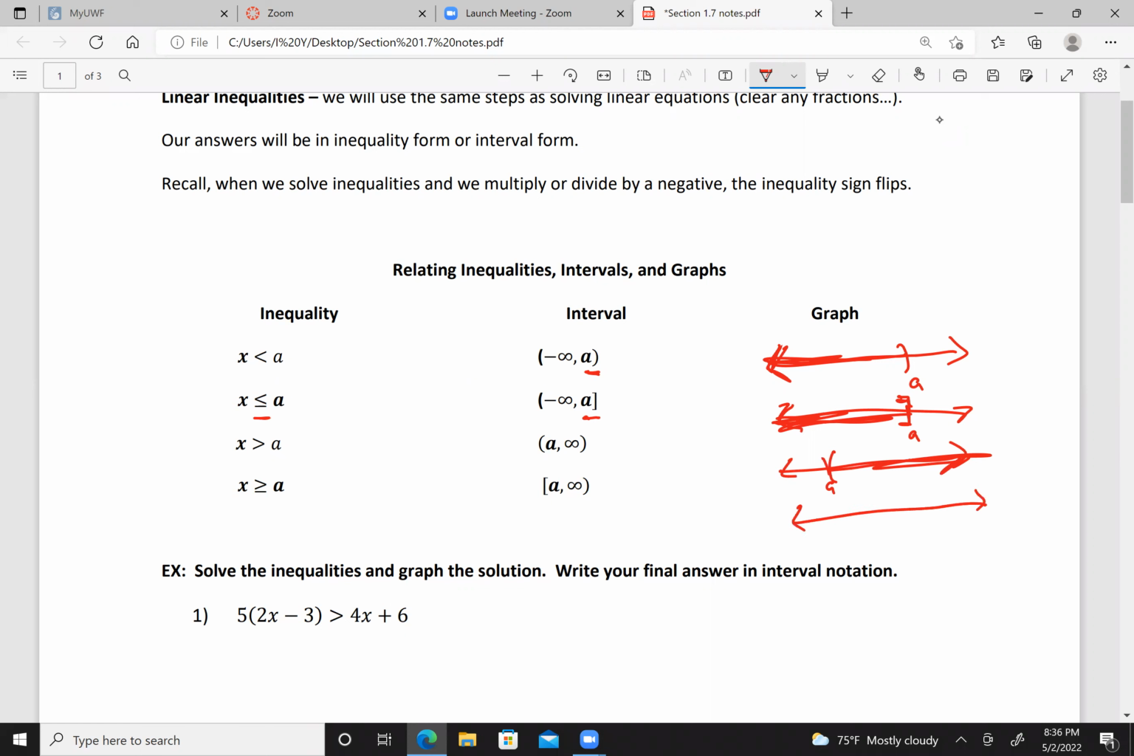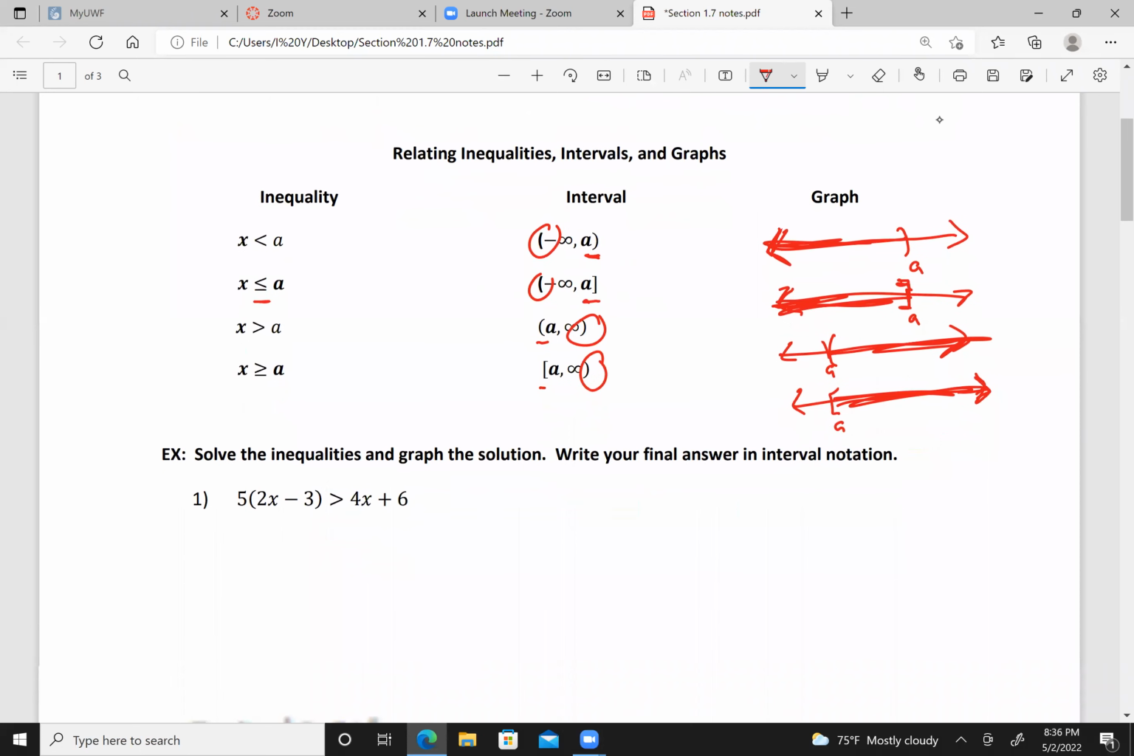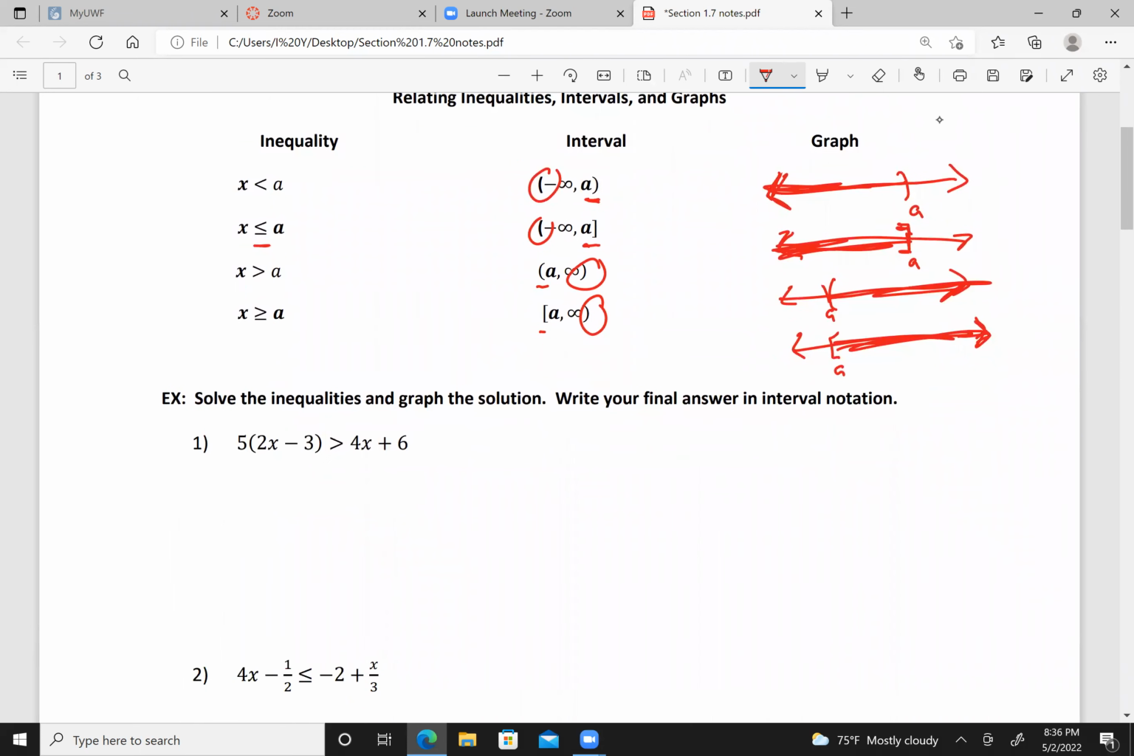And lastly, if x is greater than or equal to a. Again, note, no equal, parentheses; equal, bracket. Also note, negative infinity and infinity are always a parentheses, because those are not actually numbers, they're representations. So infinity and negative infinity always have a parentheses. If you have an equal, you have a bracket.